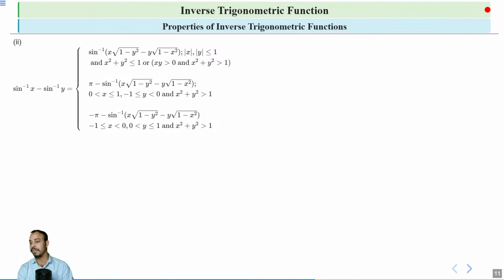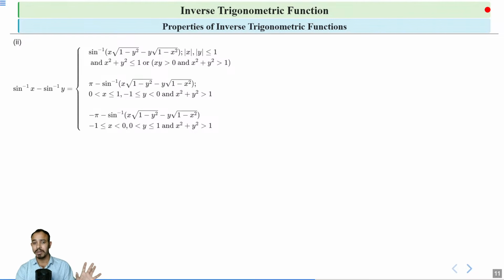Then if we have sine inverse x minus sine inverse y, and if we have the condition mod x, mod y is less than or equal to 1 and x square plus y square is less than or equal to 1, or if we have x times y greater than 0 and x square plus y square is greater than 1, then you can write sine inverse x minus sine inverse y equal to sine inverse of x times square root of 1 minus y square minus y times square root of 1 minus x square.